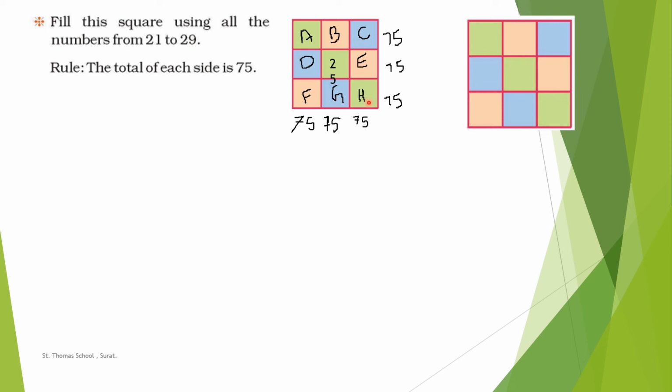Now the rule is that the total of each side is 75, right? So all the columns and all the rows, the total should be 75, as well as the diagonals. So now let us calculate this one by one.